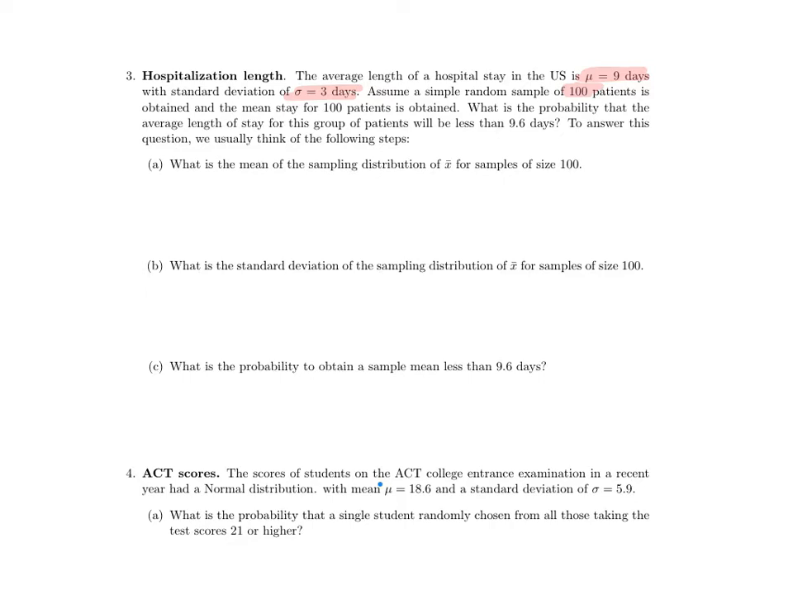Let's go ahead and just kind of break down the problem. I'm not going to look at these first two. I'm just going to go right to the bottom. What is the probability to obtain a sample mean less than 9.6 days? Again, because the word sample mean was used, this is the new type of problem. The new type of problem has this, x minus mu over sigma over the square root of n. And remember, n is your sample size.